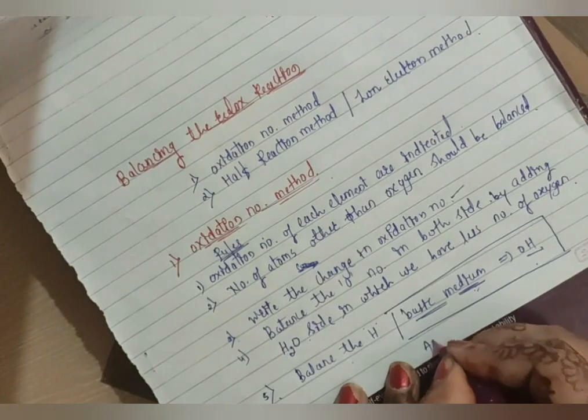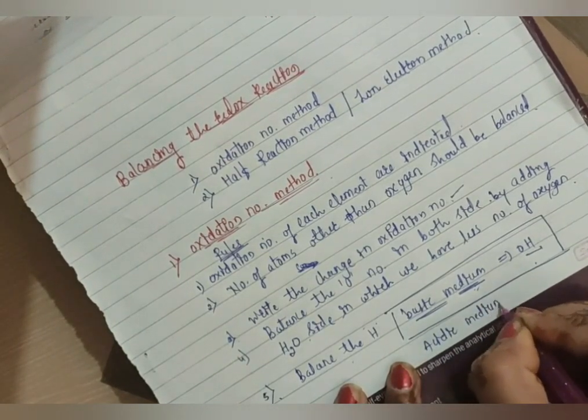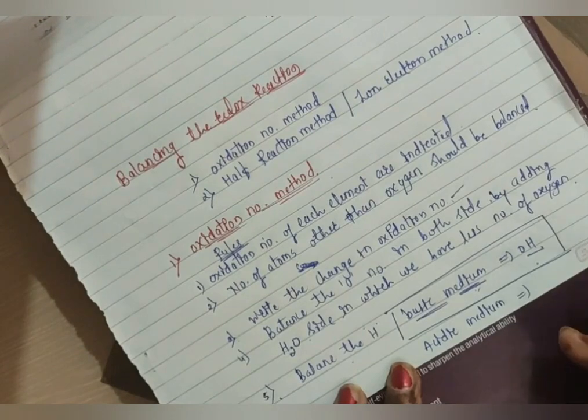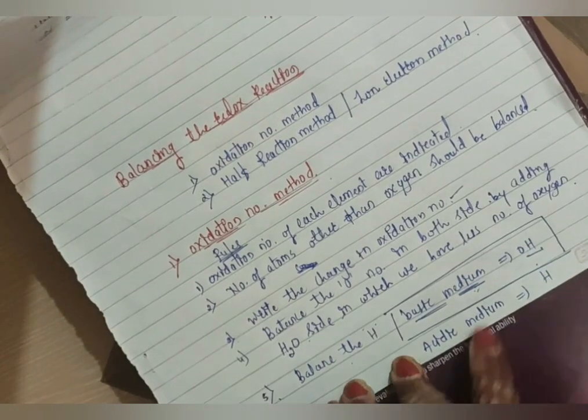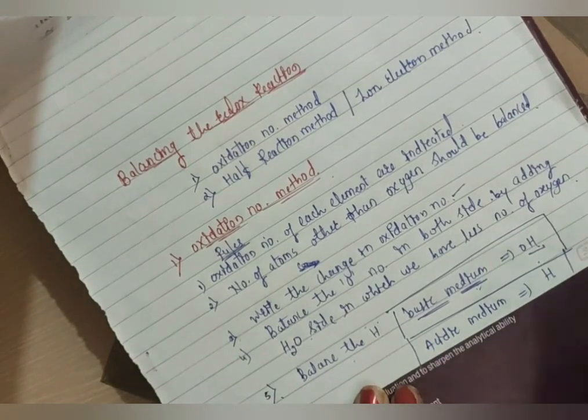If they provide acidic medium now, suppose they give a reaction and they provide acidic medium, in the acidic medium you have to add hydrogen. Don't add OH there, you have to add hydrogen. First you have to remember this much only.